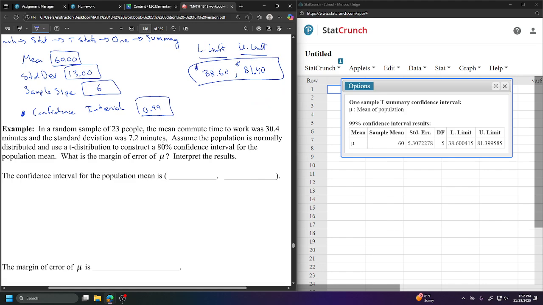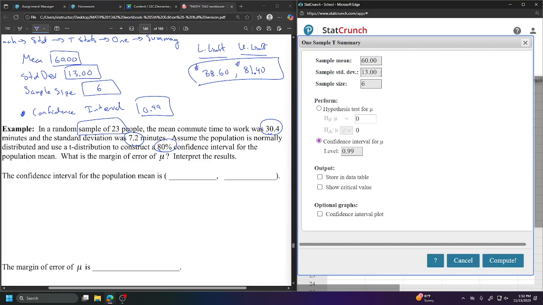Almost. So I have a random sample of 23. I have a mean. I have a standard deviation. 80% confidence. Do it. So here we go. Same thing as last time. My mean, 30. Standard deviation, 7.2. Sample size, 23. Confidence of 80%. I'm going to write it down just so that you have it for the notes here, what I'm doing.